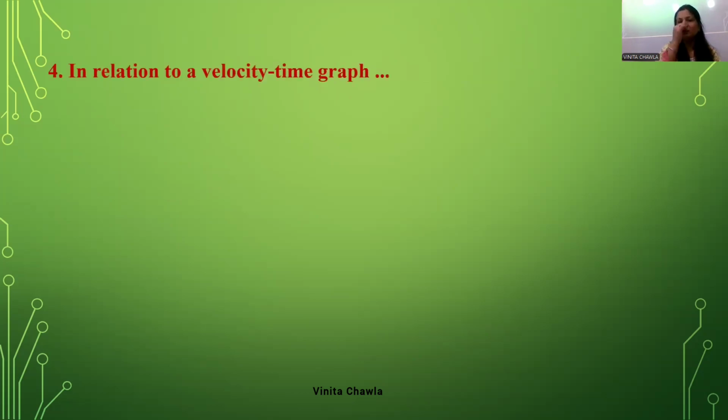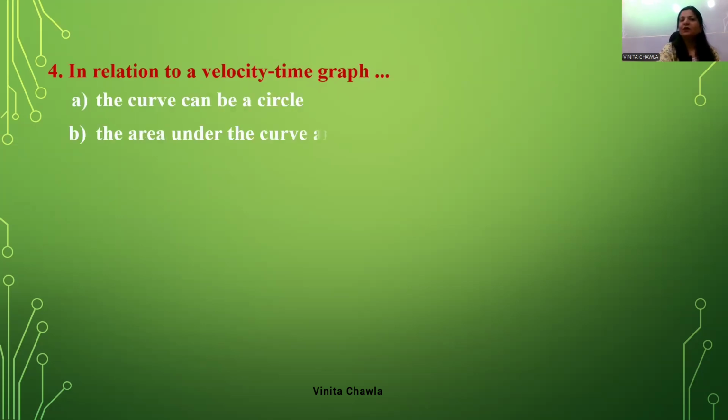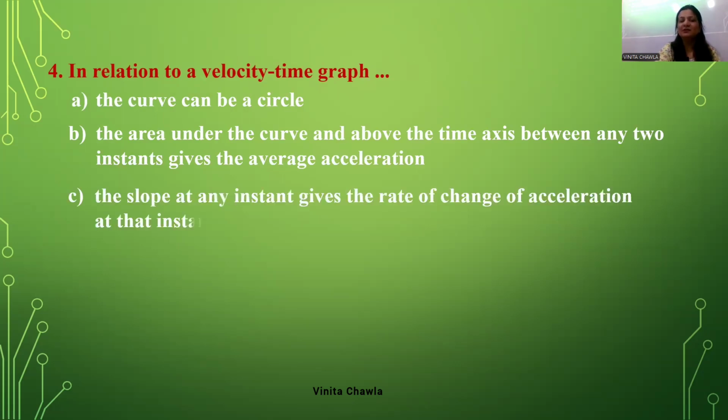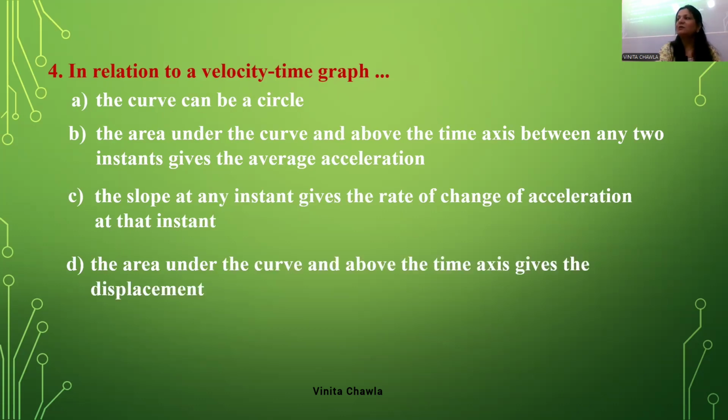In relation to a velocity time graph, the curve can be a circle. The area under curve and above the time axis between any two instants gives the average acceleration. The slope at any instant gives the rate of change of acceleration at that instant. The area under the curve and above the time axis gives the displacement.